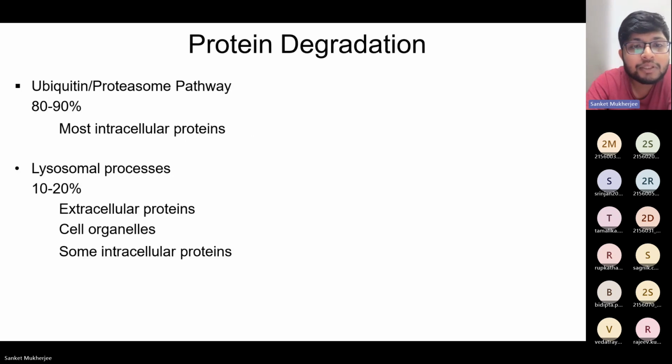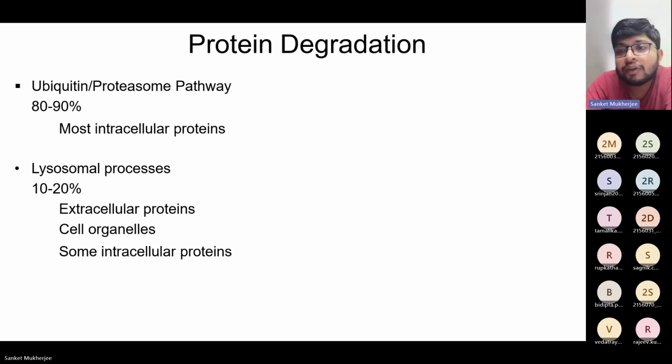So let's see what happens. Protein degradation happens mostly through the ubiquitin proteasome pathway, at least for intracellular proteins. The remaining 10 to 20% are degraded through the lysosomal process, that is autophagy. You have studied about this. I mean, read about this.